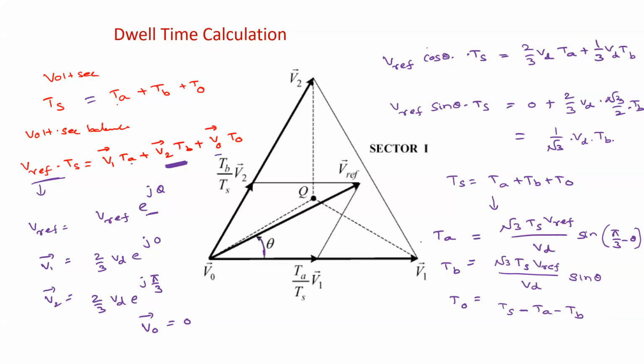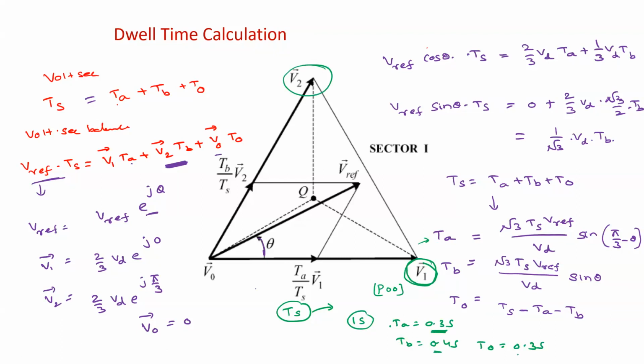So what you understand from calculating this Ta, Tb, T0, what is its real significance? That means you have Ts period of time, and during the Ts period of time we need to turn on this V1 vector. What are the corresponding switches for V1 vector? That's P00, so we need to turn on this for Ta period of time. For example, if you have 1 second, if Ta is 0.3 seconds and Tb is 0.4 seconds and T0 is obviously 0.3 seconds, that means the V1 vector is on for 0.3 seconds, Tb is on for 0.4 seconds and T0 is on for 0.3 seconds. If you do that, you will get a voltage vector with angle theta. So we can produce a voltage vector having the theta angle and its magnitude equal to V reference.